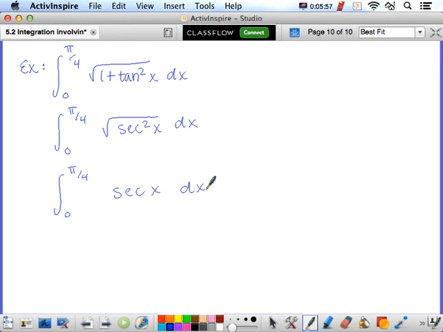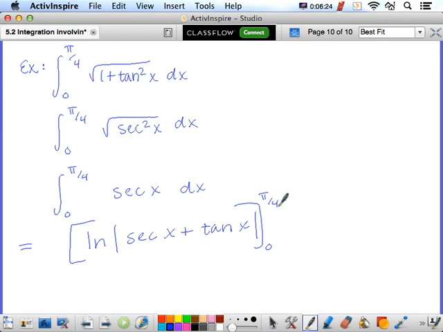the integral of secant is equal to the natural log of the absolute value of secant of x plus tangent of x. Right, you guys? Okay, and this time we don't have a plus c because it's a definite integral. So we're just going to take that from 0 to pi over 4.